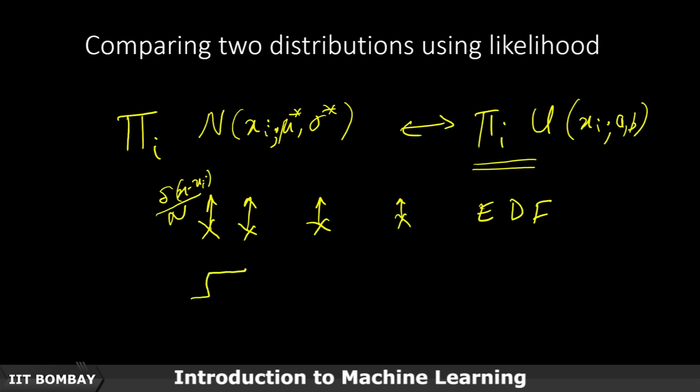at each sample point. So this jump is always 1 by n. I didn't draw it very well, but all of these are 1 by n. So it starts at 0 at the minimum and it reaches 1 at the maximum.